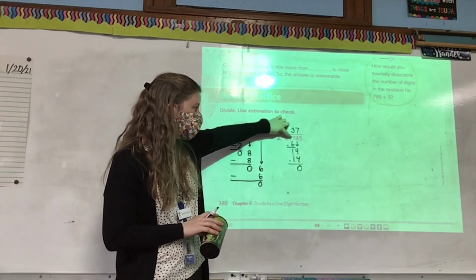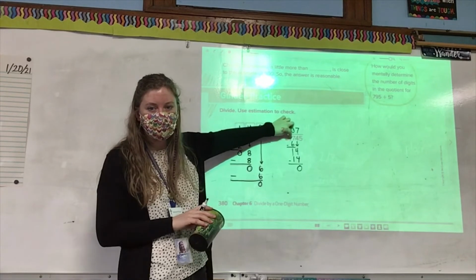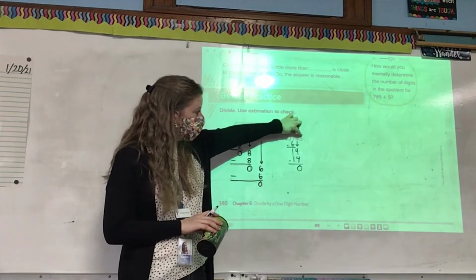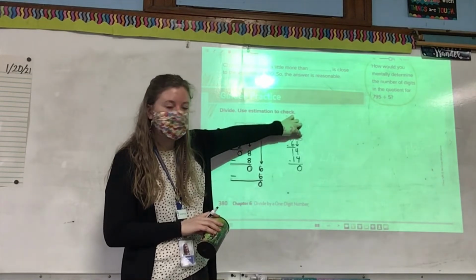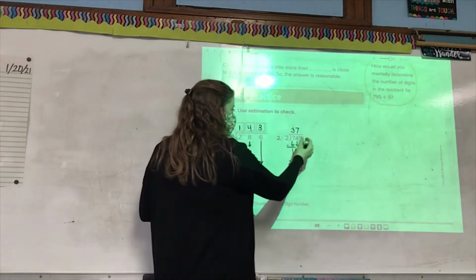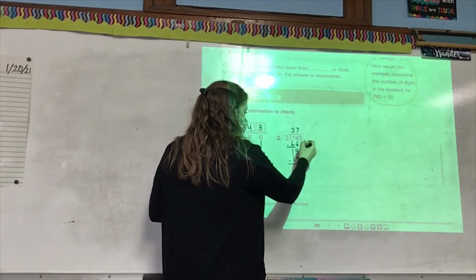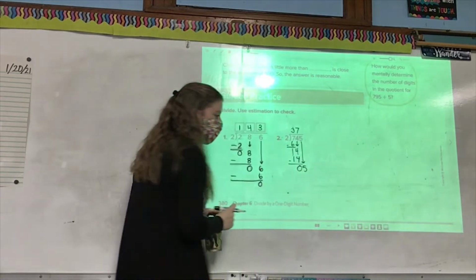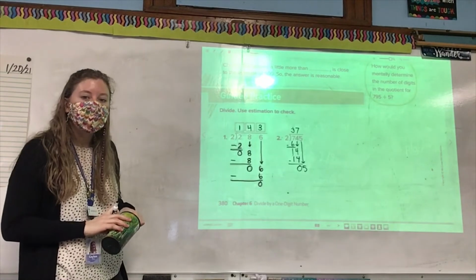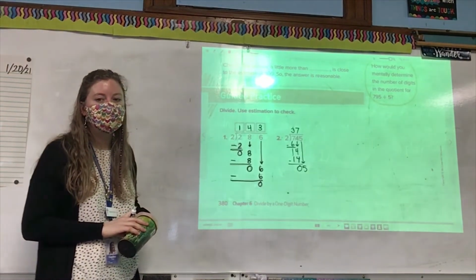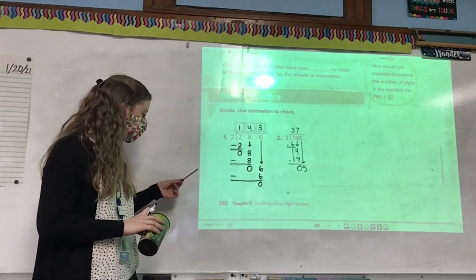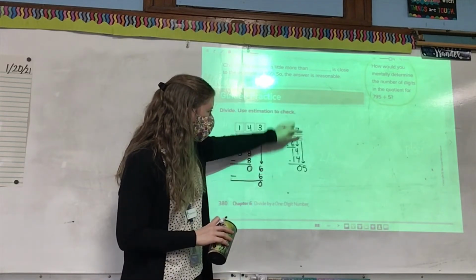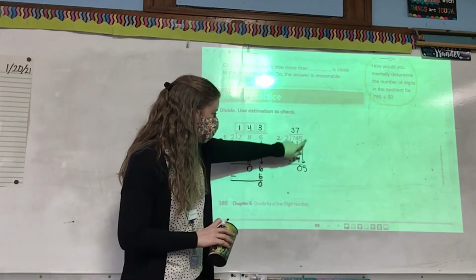Let's go digit by digit. Can we bring down this first digit? No. What about the second digit? No. What about the third digit? Yes. What are we going to put to show we brought it down? An arrow. And we just created a new dividend. What is our new dividend? 5. Good. We just divided, multiplied, subtracted, brought down, divided, multiplied, subtracted, brought down.